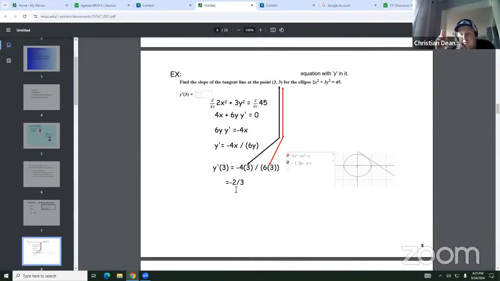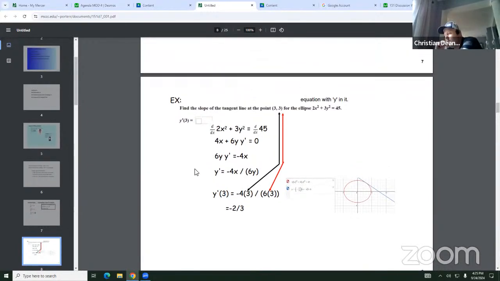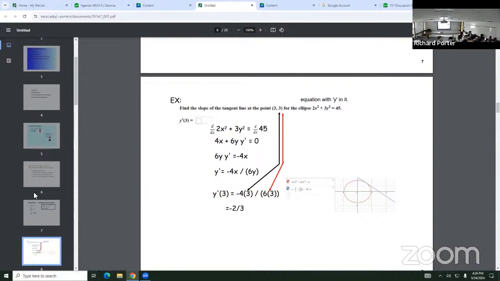I do have a question. Yes, Christian. Does the ellipse happen because both the x is being squared and the y is being squared? Or does that have nothing to do with it? Once we take the derivative, they're not being squared. But one thing I have to do in making this problem is make sure that the point (3,3) is actually on the ellipse. If I plug (3,3) into the original equation, then I'm doing some squaring.